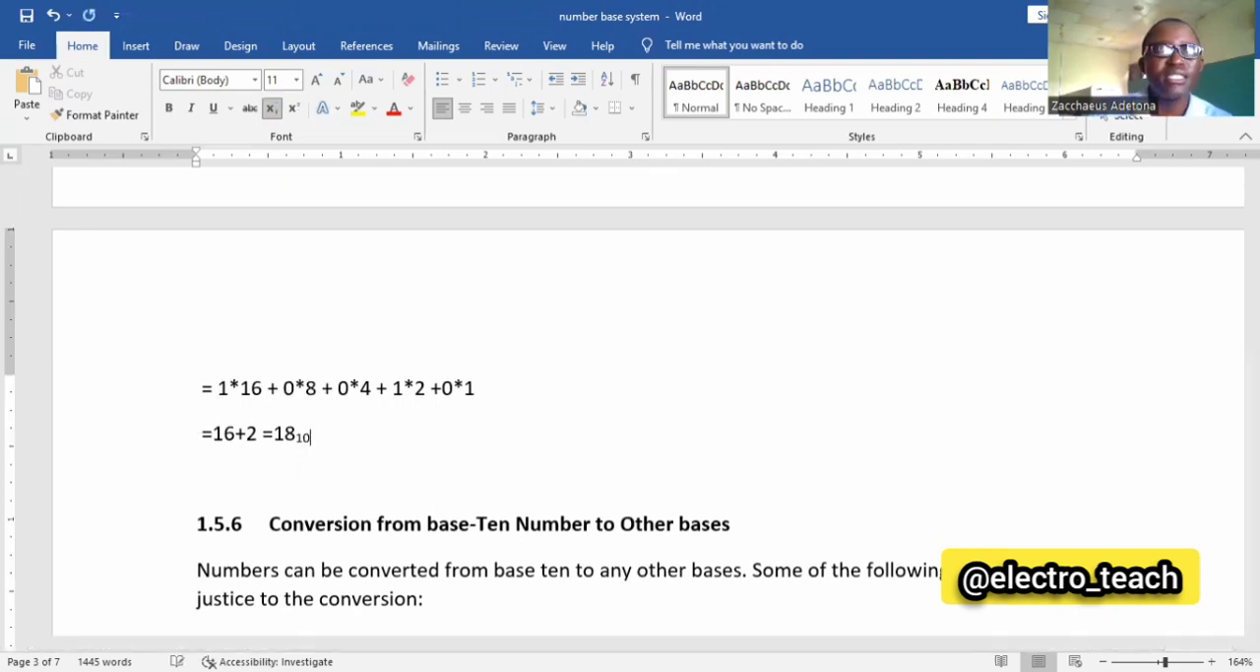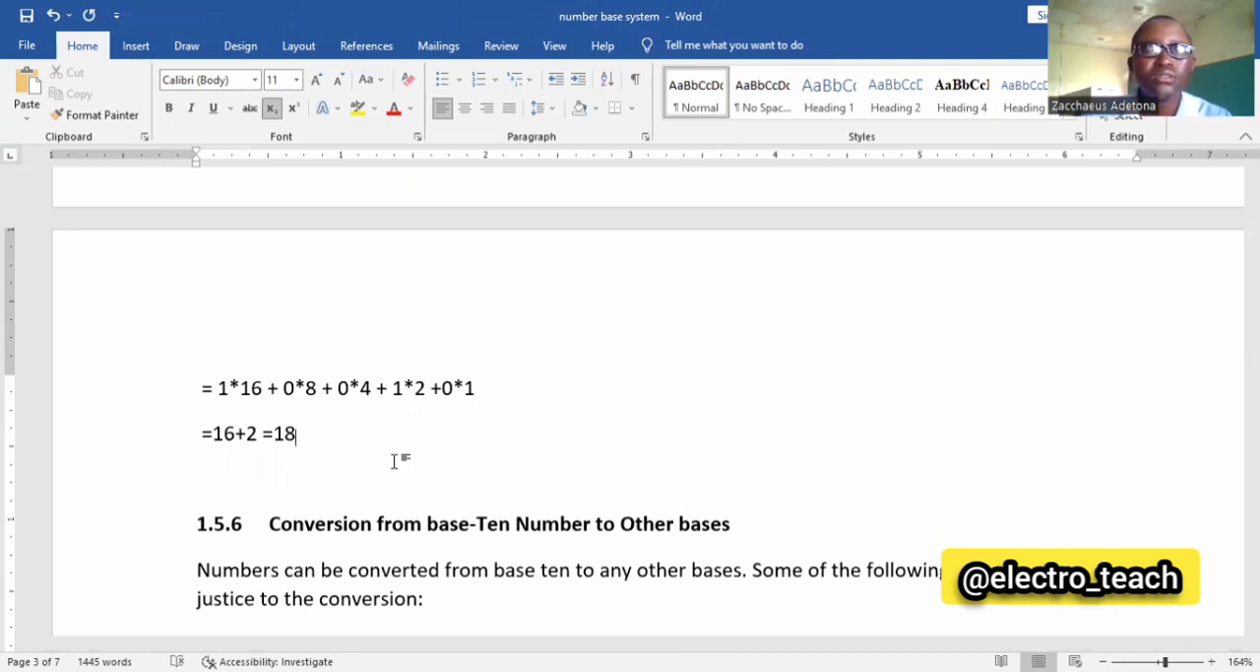18 base 10. The base is now base 10. But usually when the number is expressed in base 10, we don't normally write the base system. So you can actually delete the base system and write the answer only as a base 10 number, without putting the base.